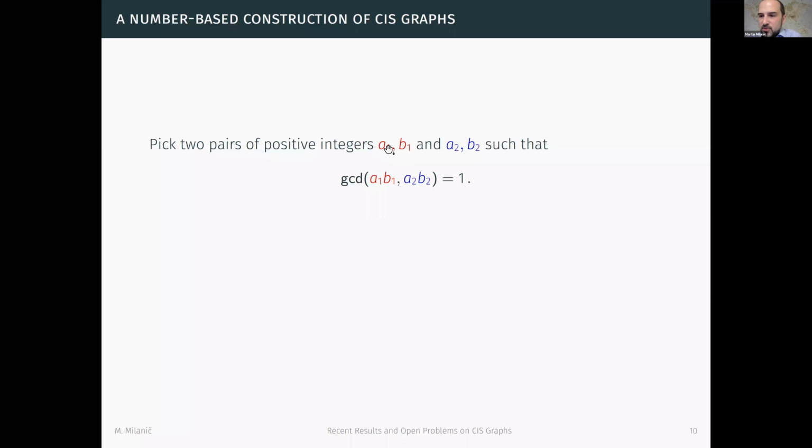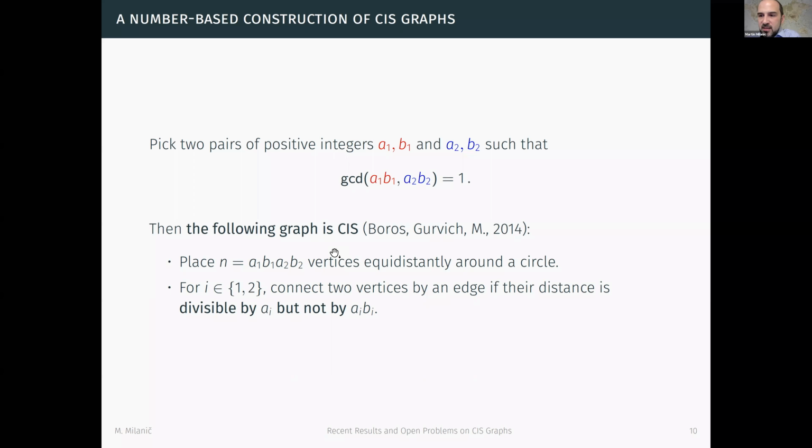Let's pick two pairs of positive integers, a1, b1 and a2, b2, such that the products a1 b1 and a2 b2 are co-prime, that is, the greatest common divisor is 1. Then we can construct arbitrarily large CIS graphs from such four numbers. How? We take any positive integer n which is divisible by the product of the four numbers, for example, the product itself, and we place that many vertices equidistantly around a circle. Then we connect two vertices by an edge if their distance along the circle is either divisible by a1 but not by a1 b1, or divisible by a2 but not by a2 b2.